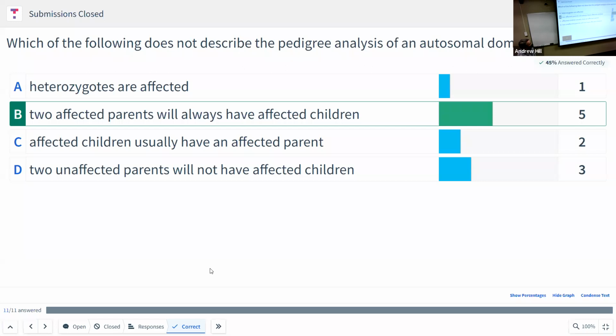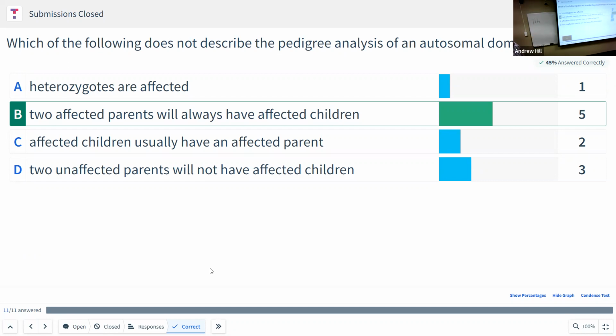So first of all, A, with autosomal dominant, heterozygote is affected, right? Let's use Huntington's disease. You have a big H, small h, right? Or big A, small a, whatever, it doesn't matter. This individual has it, right? Because as long as you have the one copy of the big H, then you're going to have the disease, right? Let's go to C.